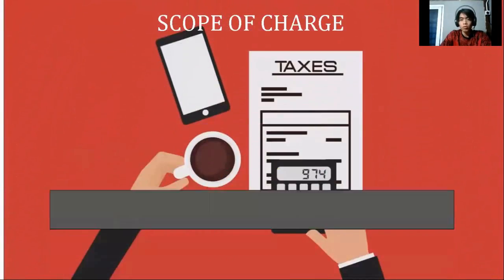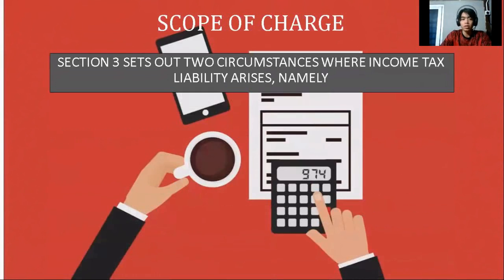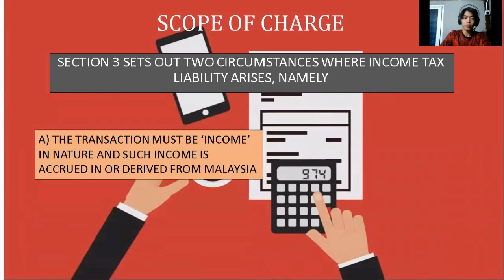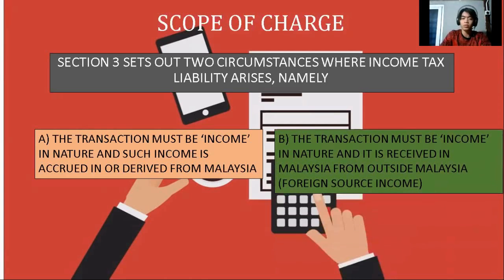So for the scope of charge, section 3 sets out two circumstances where income tax liability arises. In situation A, the transaction must be income in nature and such income is accrued in or derived from Malaysia. In the second situation, the transaction must be income in nature and it is received in Malaysia from outside Malaysia, such as foreign source income.